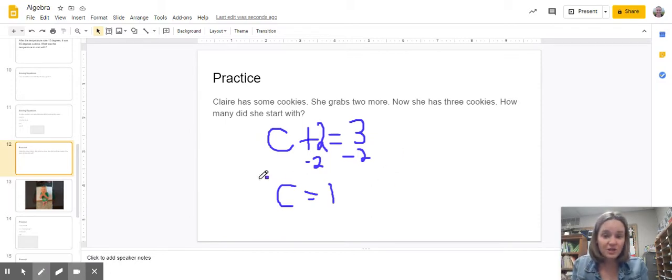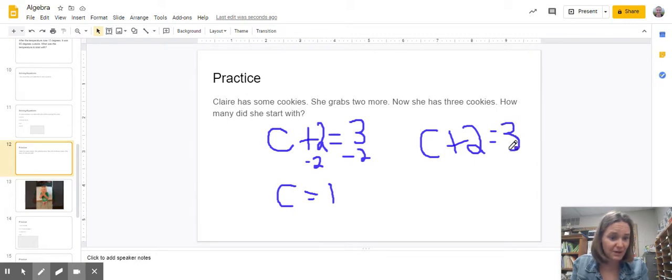Okay, you could also, if you're a little bit confused about whether you should add or subtract, think to yourself, should my answer be a bigger number or a smaller number? If you get confused and you accidentally put 5, then 5 plus 2, that doesn't equal 3. Check your work by putting in your solution. Is 1 plus 2 equal 3? Yes.